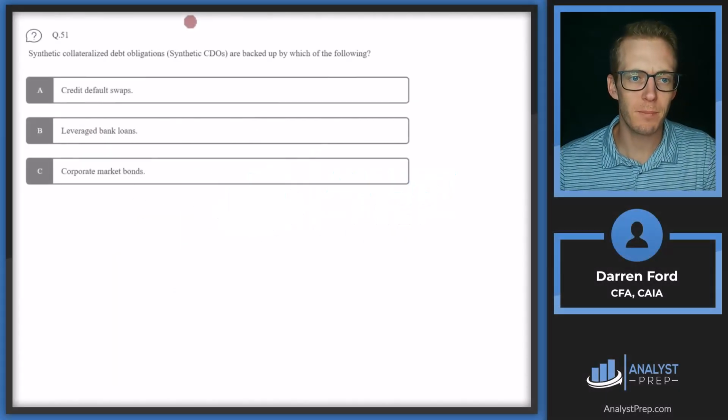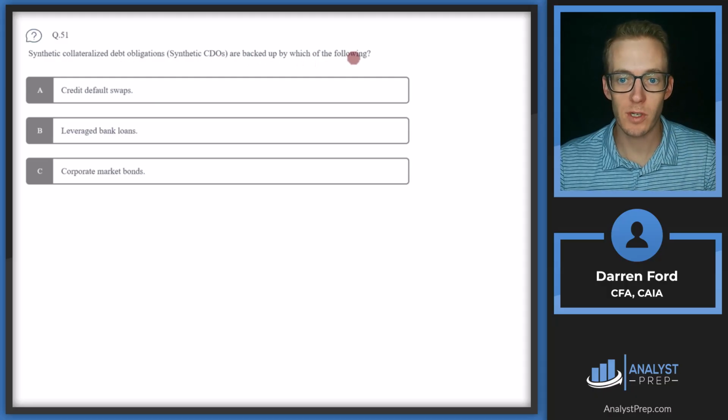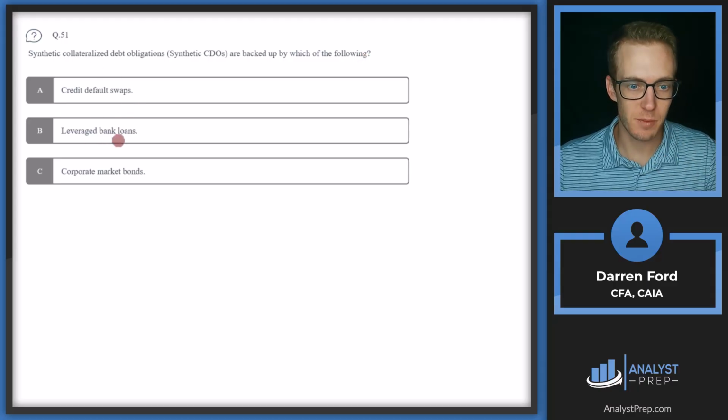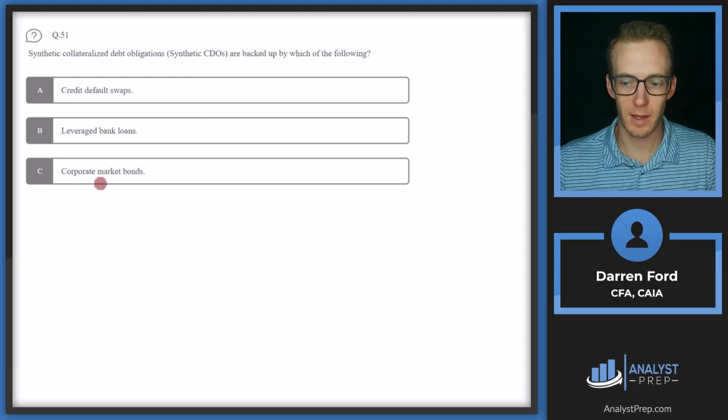All right, question 51. Synthetic collateralized debt obligations, or synthetic CDOs, are backed up by which of the following? A, credit default swaps, B, leveraged bank loans, or C, corporate market bonds. So corporate market bonds would not be used to back up synthetic CDOs. This would just be something like a CBO, collateralized bond obligation. So we can go ahead and rule out answer C.